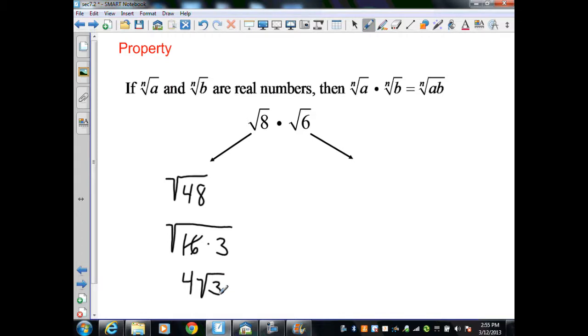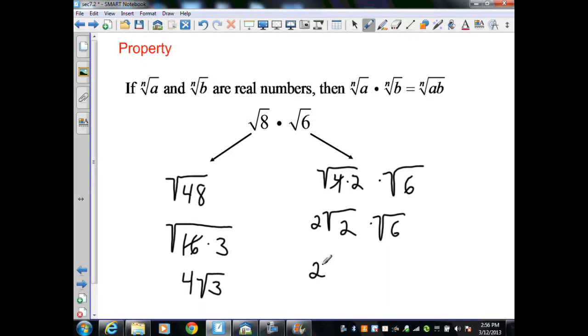I can also perform this operation by simplifying each first, and then multiplying. So that will give me the square root of 4 times 2 times the square root of 6. That gives me the square root of 2 under the radical, and the square root of 4 comes out. 2 square roots of 2 times the square root of 6. But I can now multiply. It gives me 2 outside the radical times a number 1 that is outside the radical, which gives me 2 square roots of 12. Then I can simplify that to be 2 square roots of 4 times 3. The square root of 4 is 2. 2 times 2 is 4 square roots of 3. Notice my solution is the same.